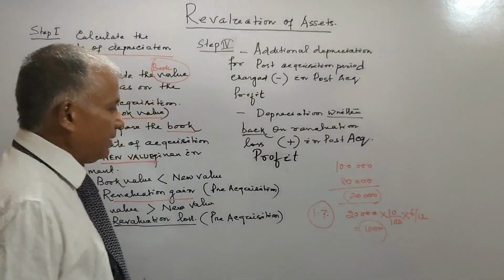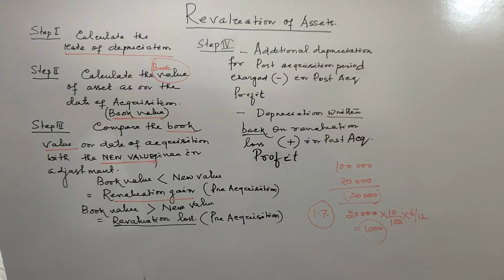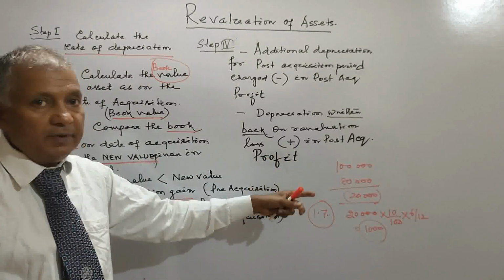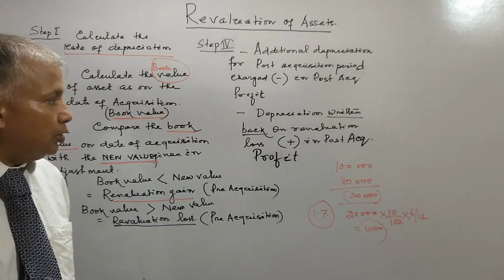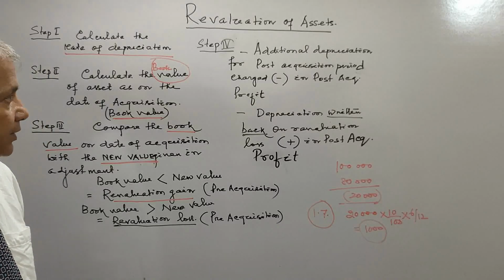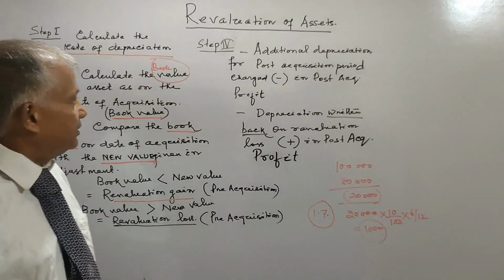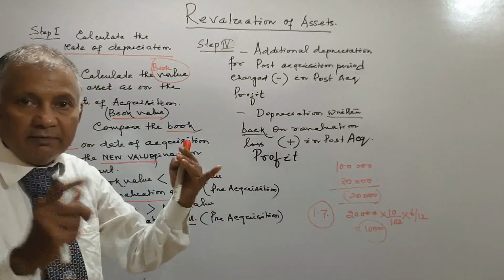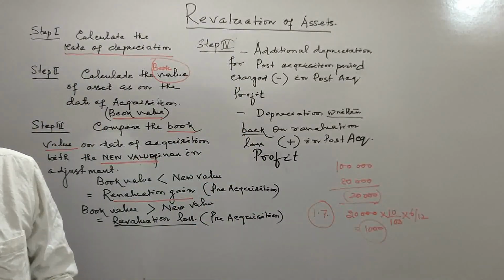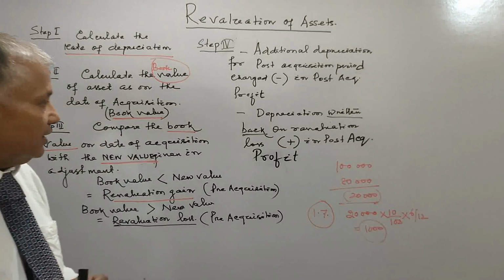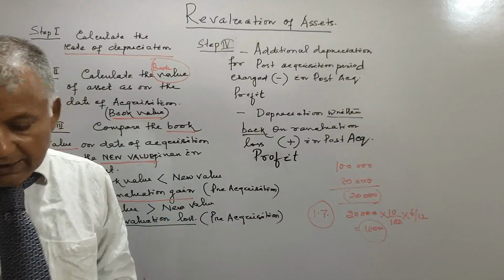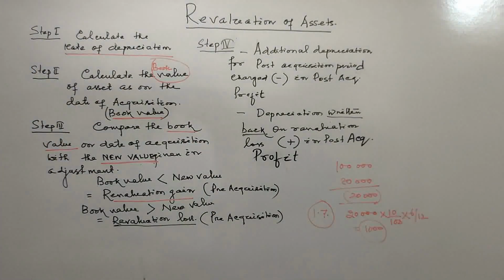This is written back, and this depreciation will be added to the post acquisition profit, right? So these are the steps involving doing the adjustment. Now we are coming to the adjustment for revaluation of asset.